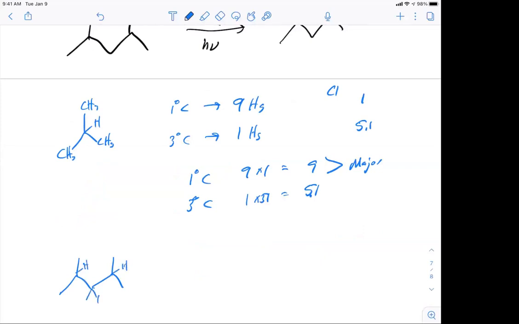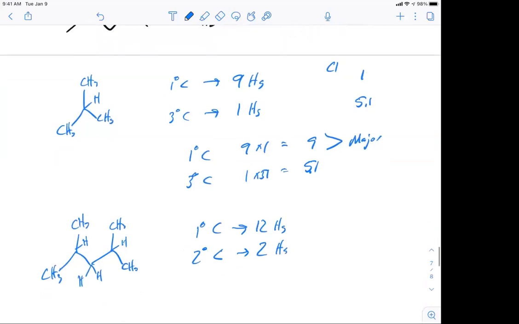If we look at the other species, the bromide, now we're looking at 2 hydrogens here, CH3, CH3, CH3, CH3, okay? And if we look at our primary carbons, we have, what is that, 12 hydrogens. If we look at our secondary carbons, I have 2 hydrogens, right? And the molecule is symmetric, that's why I can add these all up. And then for my tertiary carbons, I have 2 hydrogens.